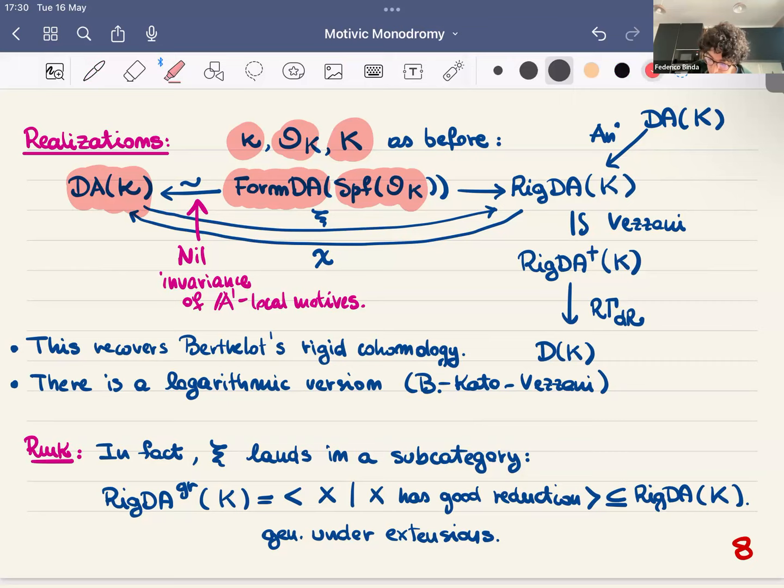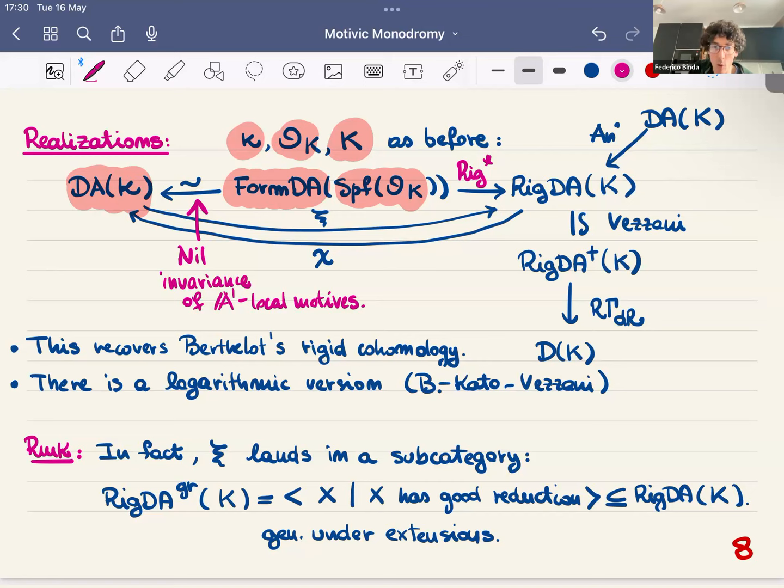This equivalence allows you to construct a functor from DA(k) to rigid analytic motives over big K. This would be a rigidification functor. Essentially, when you pass from a formal scheme to the associated rigid analytic space, whatever this means, informally it means that you have something over the formal spectrum of O_K, and then you allow yourself to blow up as much as you like in the special fiber. Once you do that, you get a space which is an analytic space and lives over big K.